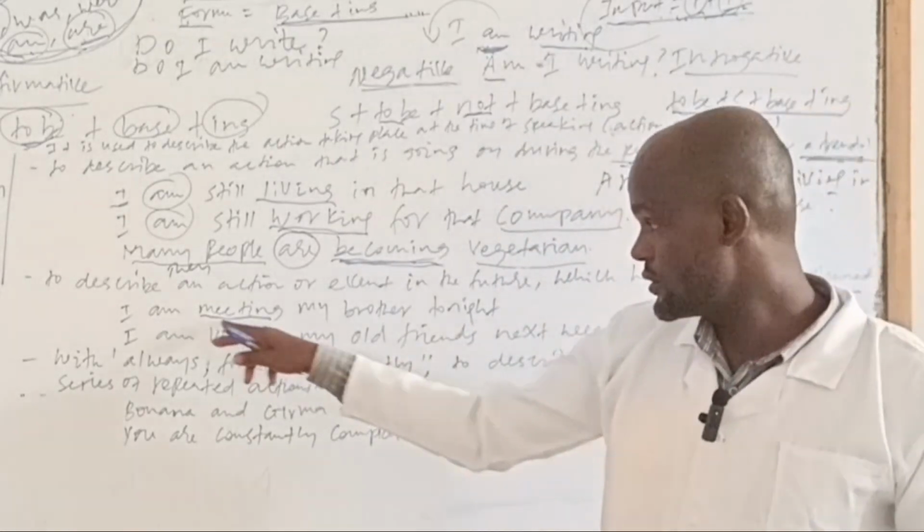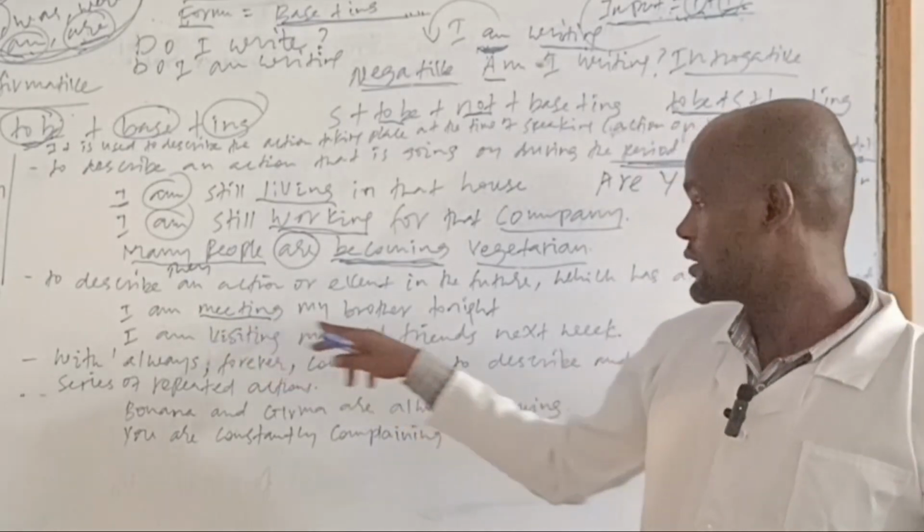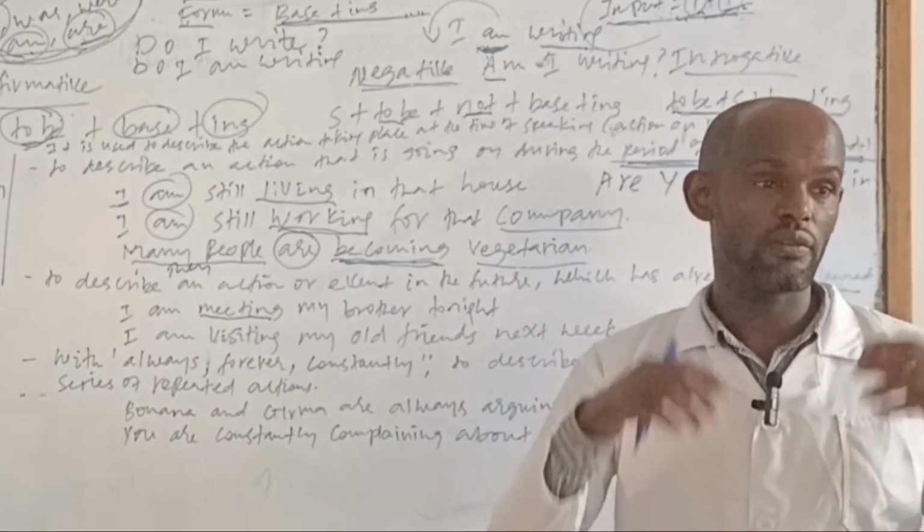So you use continuous to indicate that you have a planned action.